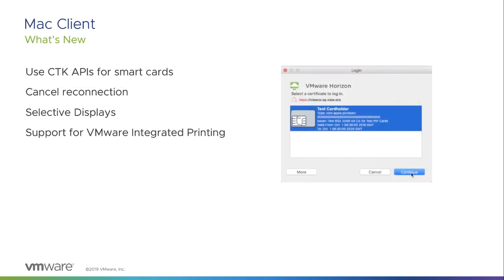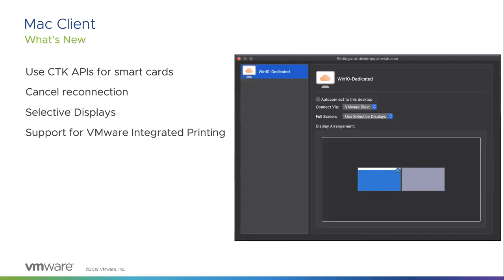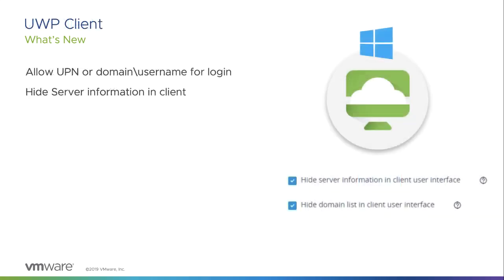In the Mac client, we use new CTK APIs for the smart cards. You can cancel reconnection. If you get disconnected and it tries to reconnect, rather than it sitting there just trying to reconnect, you can cancel that process now. And just like the Linux client, you can select the displays that you want to connect to rather than using all of them or using one display. It also supports VMware integrated printing.